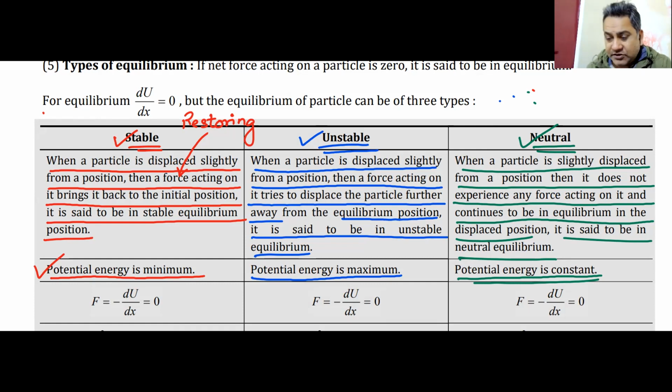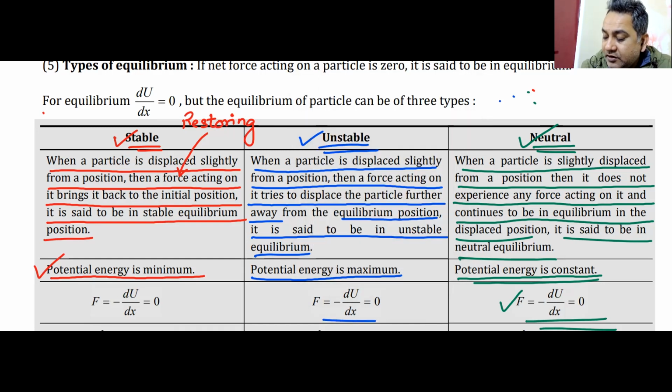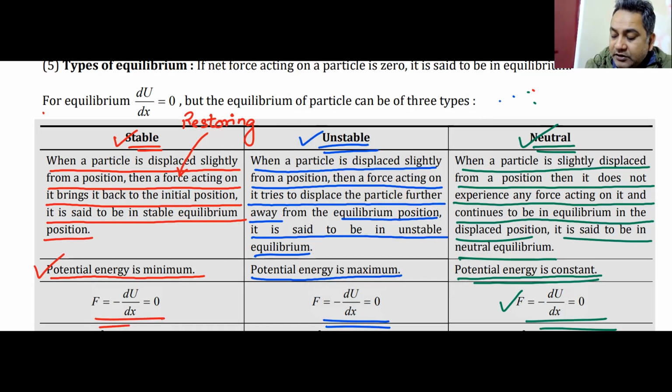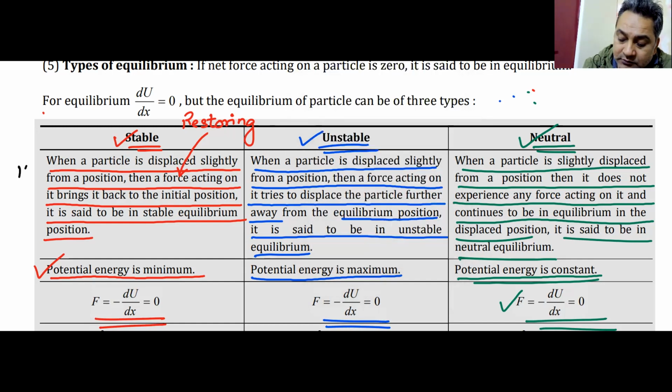The third thing, which is common to all, as you can see, is that force, which is the negative slope of the graph of energy, has to be zero in all three, because equilibrium only comes when the force is zero. These are the three points that you must remember as medical students about these three types of equilibrium.